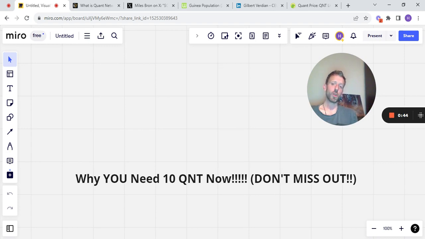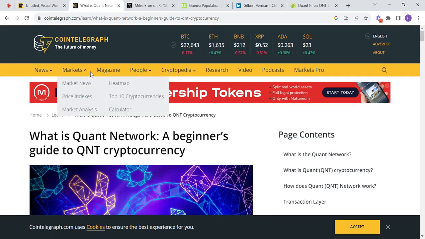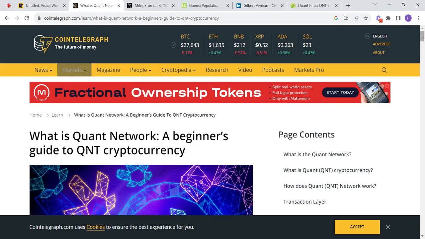But today we're going to be talking about why you need 10 Quant now. Don't miss out. Now, I've spoken about Quant before on the channel. It's a great project in terms of it will earn you revenue. But I want to just give you a quick brief overview. I'm not going to read the whole article, just a brief overview of what Quant is.